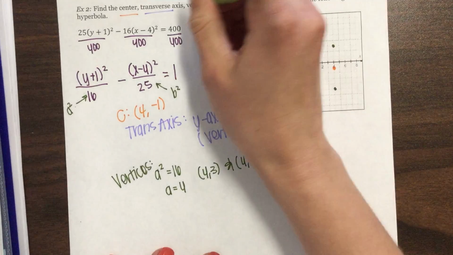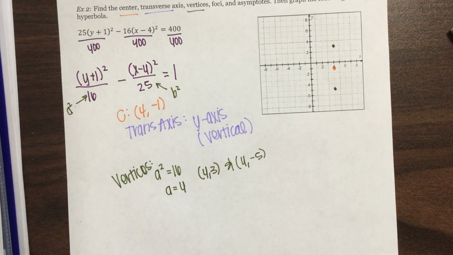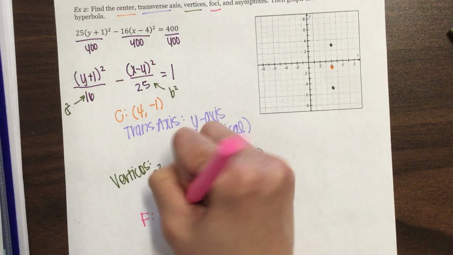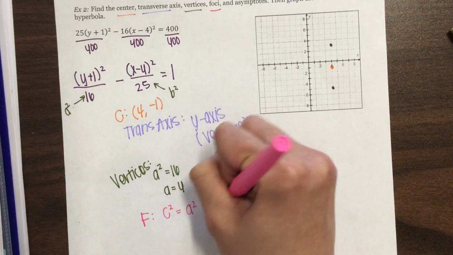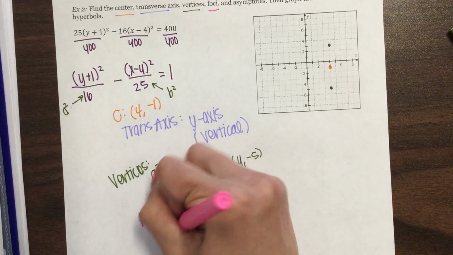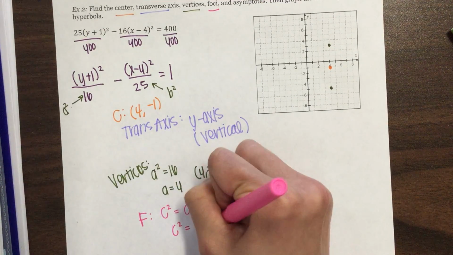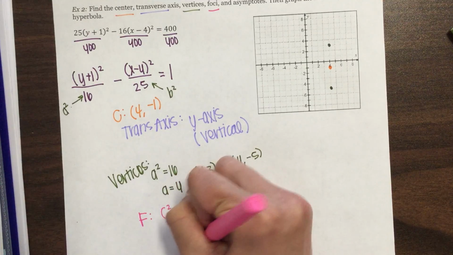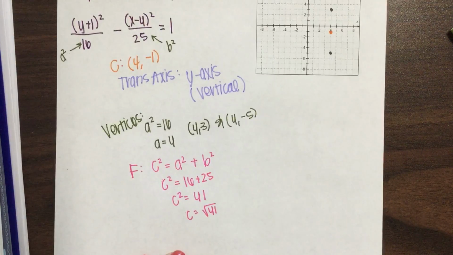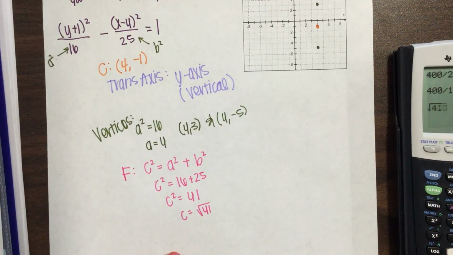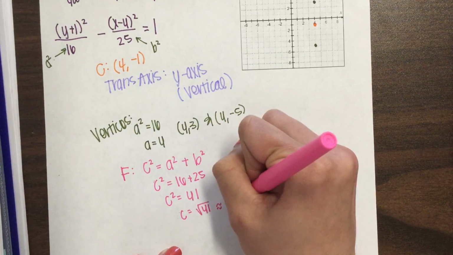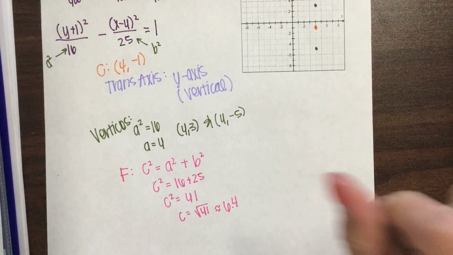Now let's find the foci. To find the foci, you always do c squared equals a squared plus b squared, because it's the opposite. It's always the opposite of what that is. So that's going to be c squared equals 16 plus 25. So c squared equals 41. So c equals the square root of 41, which is 6.4. I think we just did that on the other one.